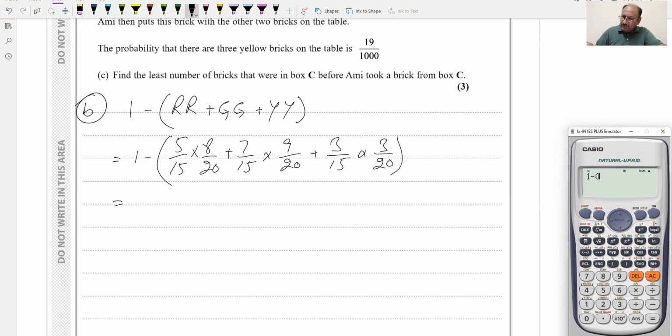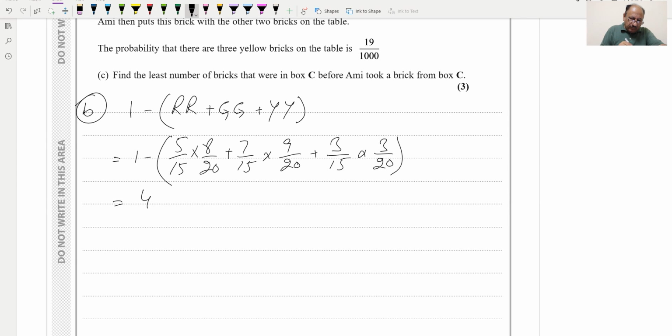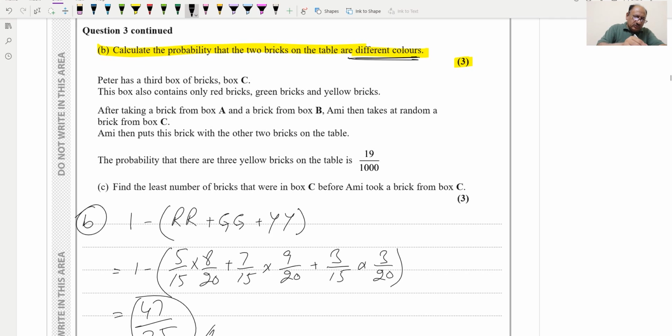So 1 minus inside will be 5 over 15 multiplied by 8 over 20 plus 7 over 15 multiplied by 9 over 20 plus 3 over 15 multiplied by 3 over 20, and this will be closed and this is equal to 47 over 75. This will be the probability which we were supposed to find. And now we can solve C part.